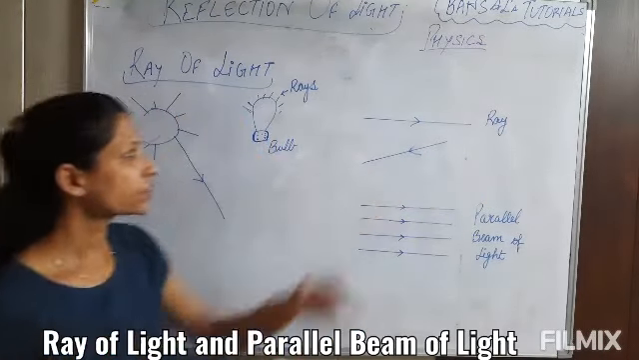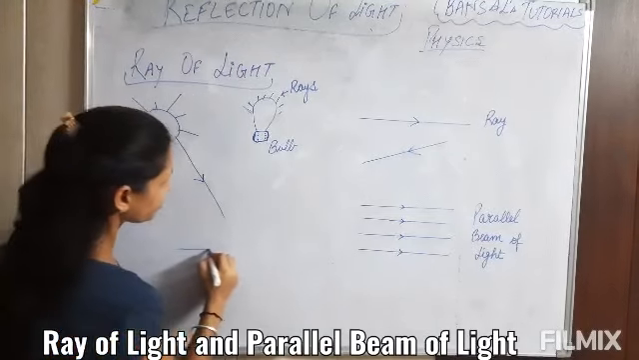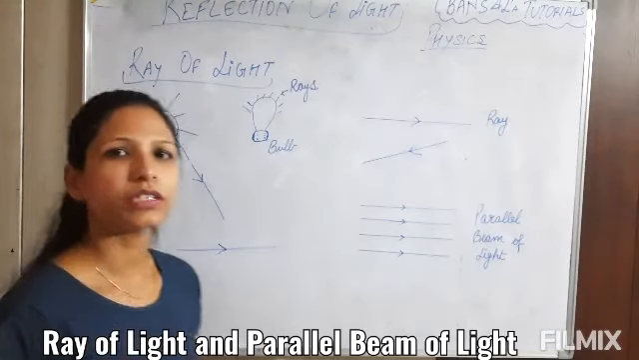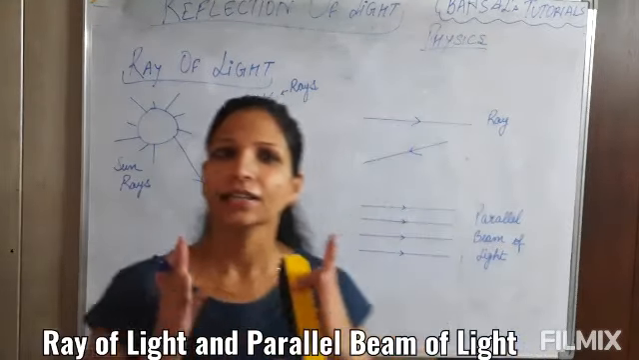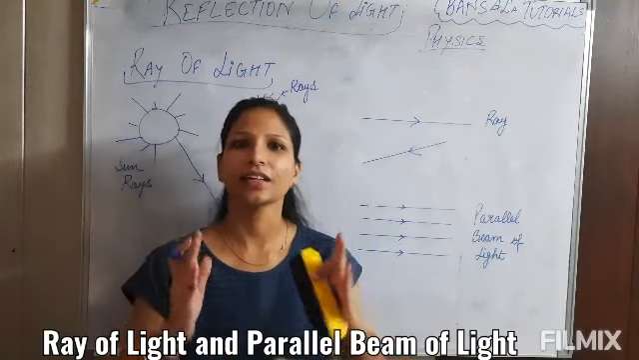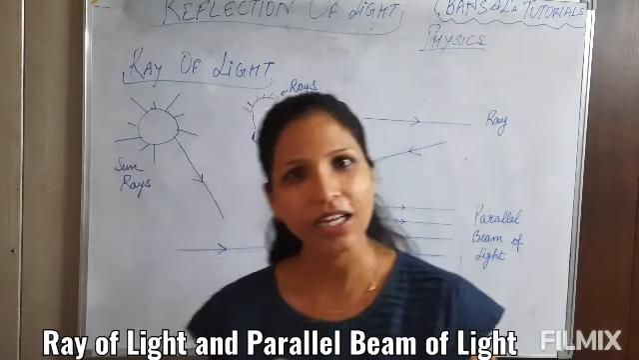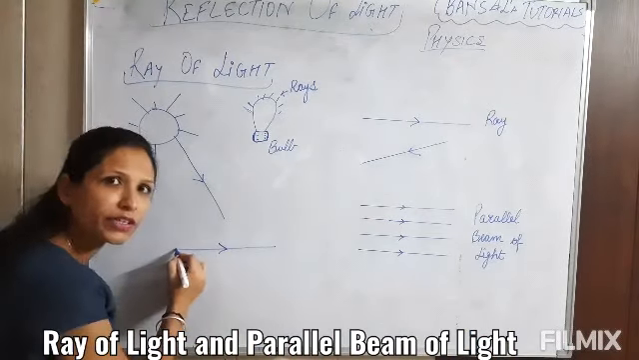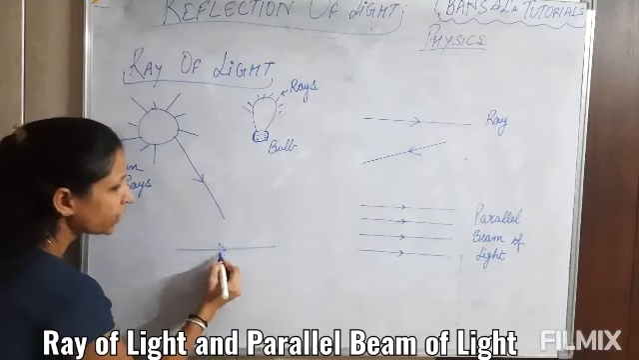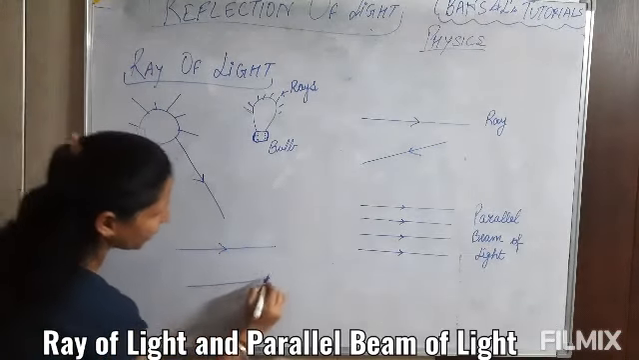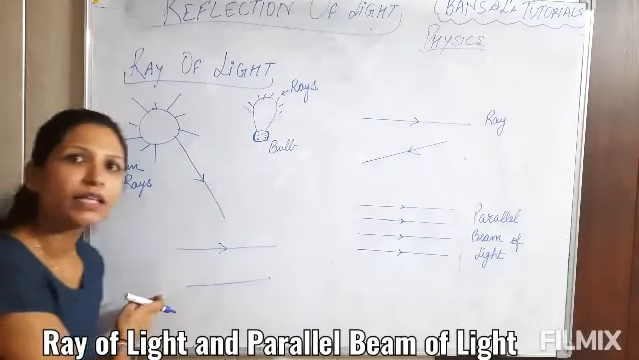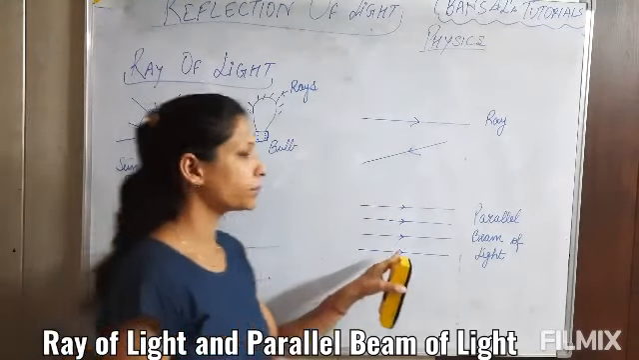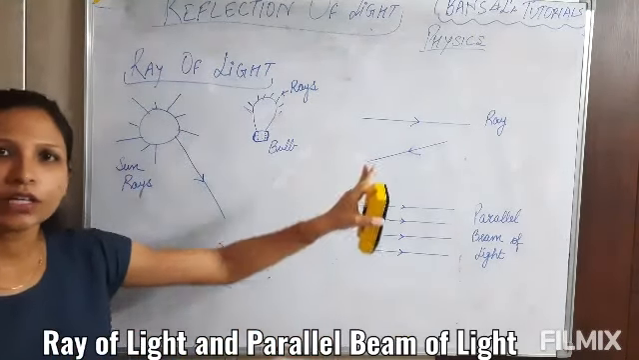So this single ray of light, how do we draw it? We make a straight line and then we put an arrow on it. This arrow is very, very important because the arrow will tell in which direction that light ray is going. If you don't draw the arrow, your marks can be cut. So if you want to show that the light ray is going in this direction, then you will put the arrow in this direction. And if you want to show that light is moving in this direction, then you will draw the arrow in this direction. So the arrow is the most important thing in the ray of light.